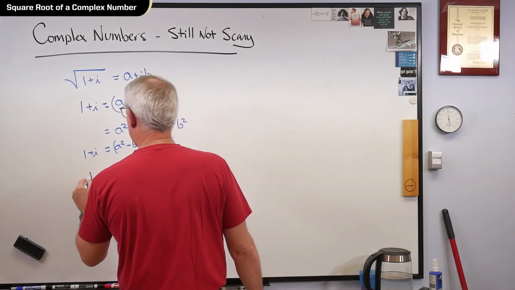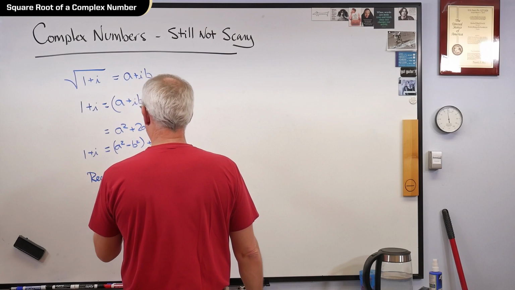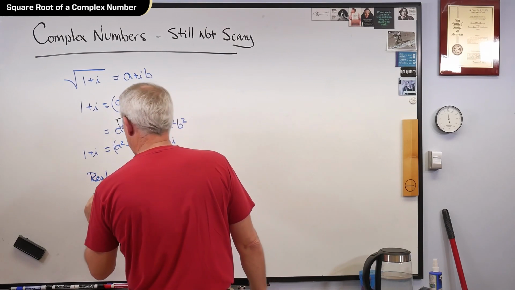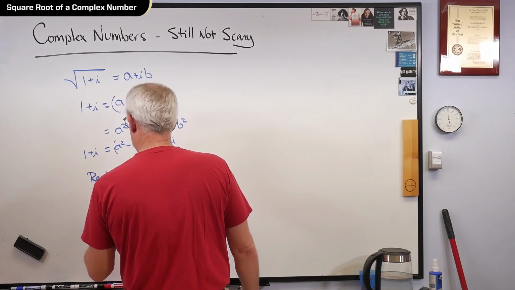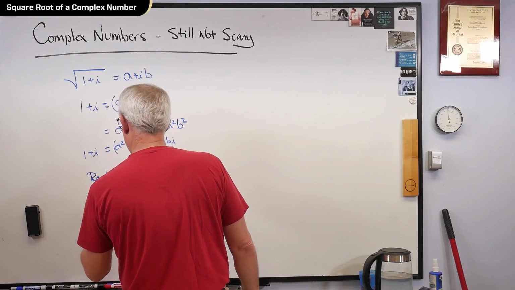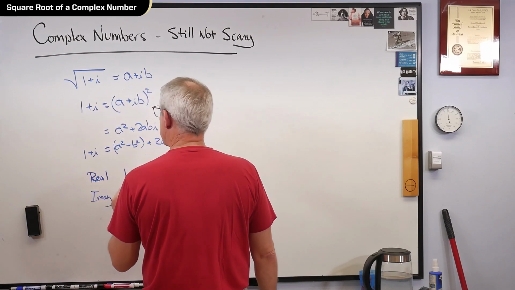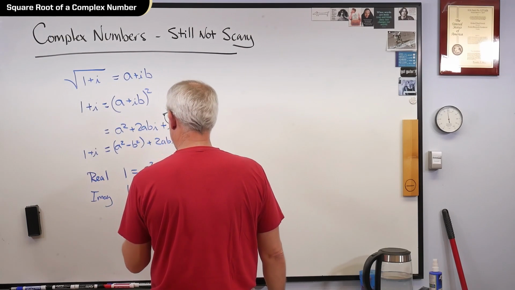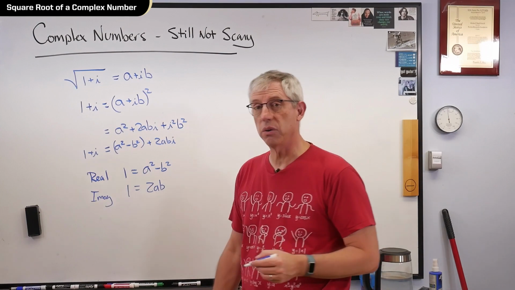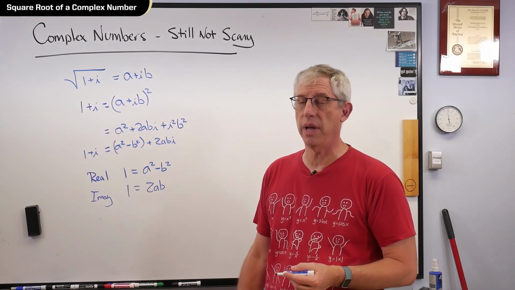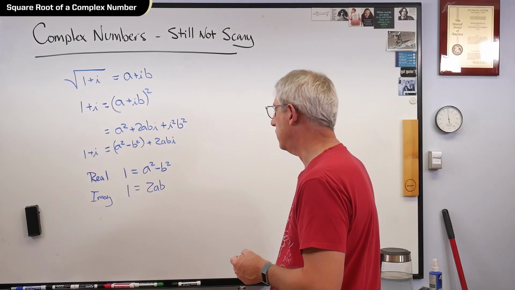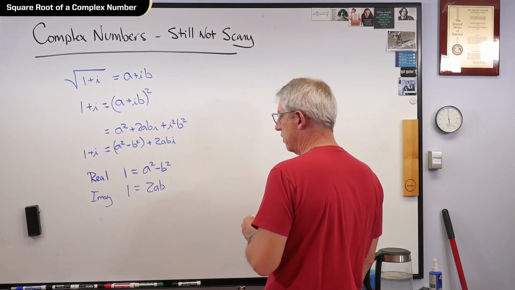So let's do the real part first. Well, 1 has to equal a squared minus b squared. And for the imaginary part, let me try that again. There we go. Let's see. 1 has to equal 2ab. Okay. Now I got two equations and two unknowns. All we're trying to do now is solve for a and b. And you can do this a couple of ways. This gets pretty tedious, but let's at least get started here.